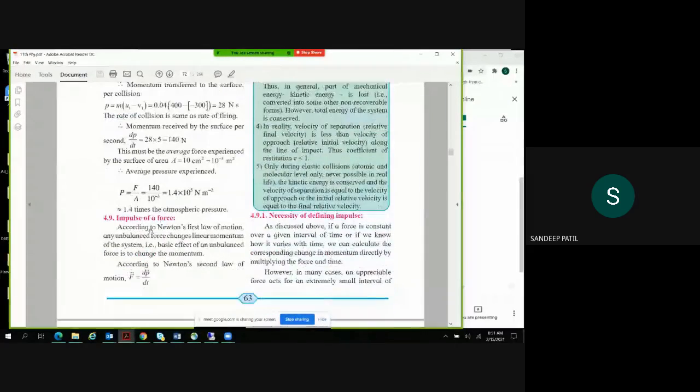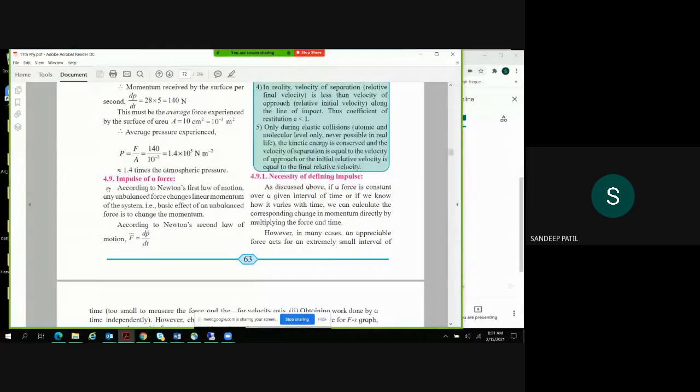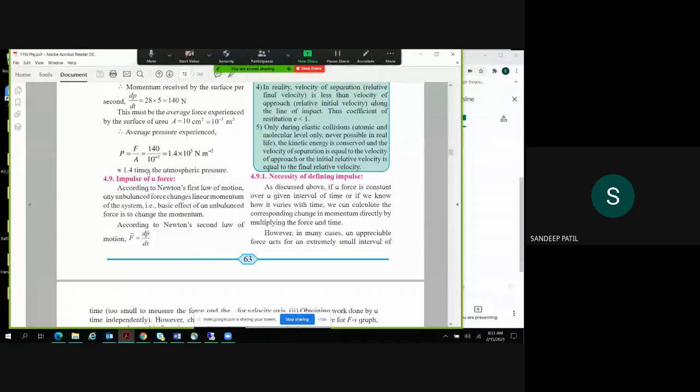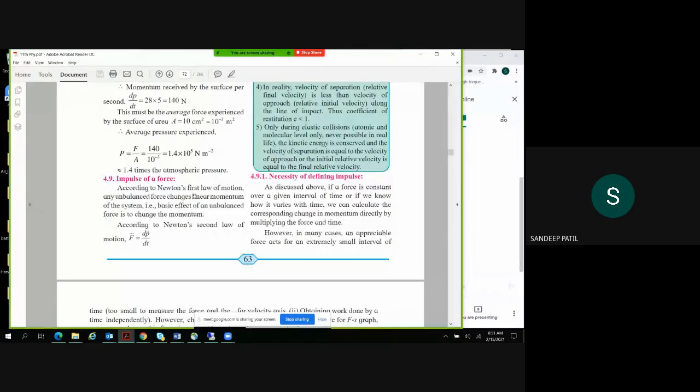Okay, so next thing, we will start with the impulse of force. Impulse of force is like, according to Newton's first law of motion, any unbalanced force changes the linear momentum of the system. We have seen that the basic effect of an unbalanced force is change in momentum. So whenever there is a force, there is a change in momentum also.